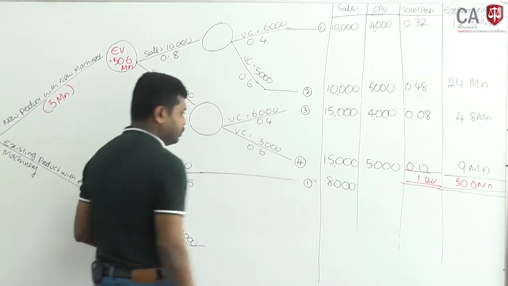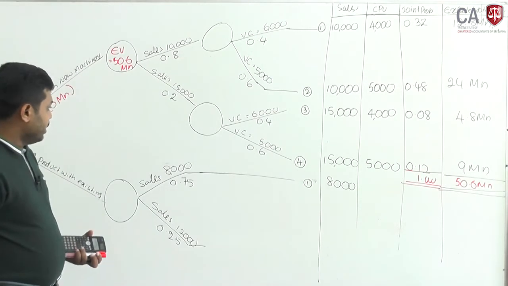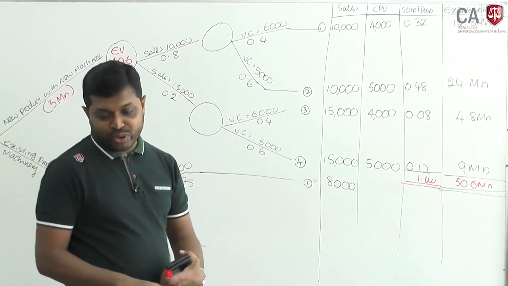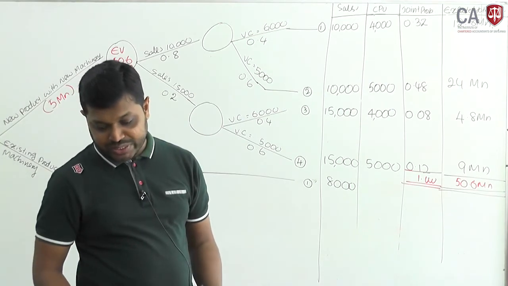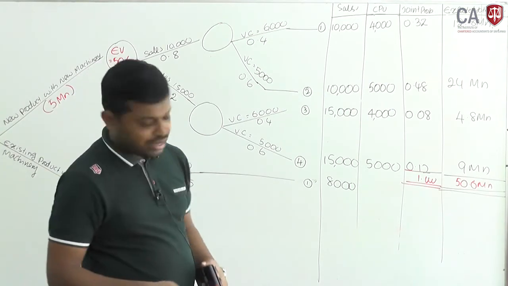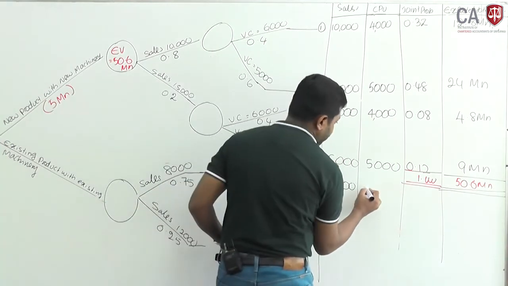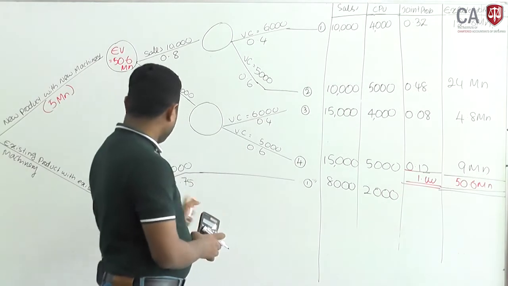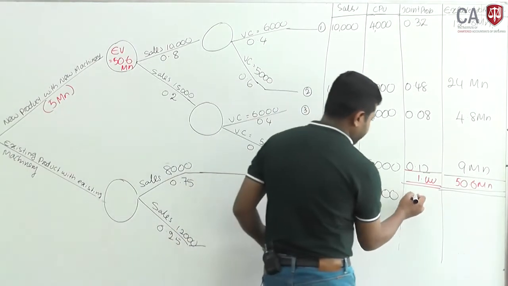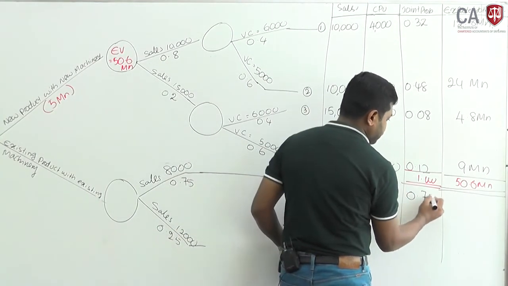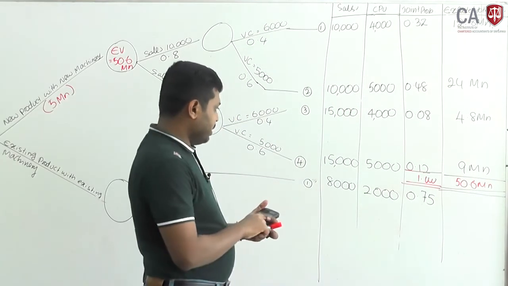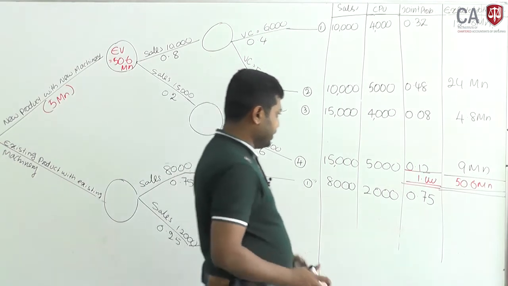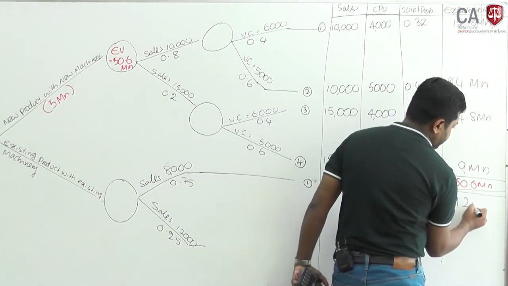The second branch, second alternative. Contribution per unit, because the selling price won't be changed and the variable cost also won't be changed. 8,000 minus 6,000, contribution per unit will be 2,000. Probability 0.75. Therefore, 16 million into 0.75 means 12 million.